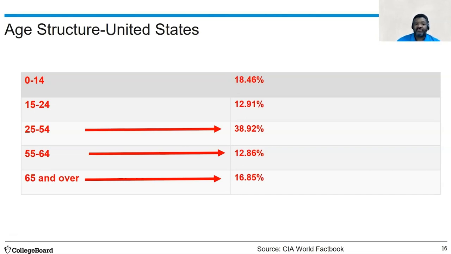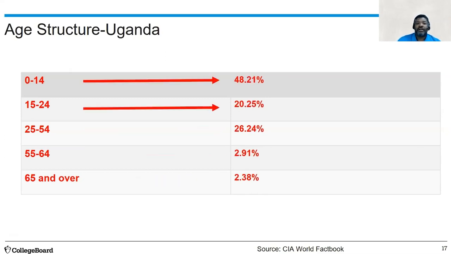Here you see the United States with most of the people from 25 to 54, then a huge chunk at 65 and over. Uganda with almost 50% of its population from 0 to 14, and another large cohort from 15 to 24. What does that tell us? They have a high crude birth rate, and they also have a huge chunk of their population that is in their most fertile years.